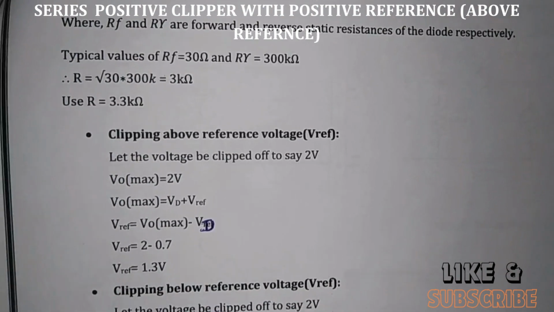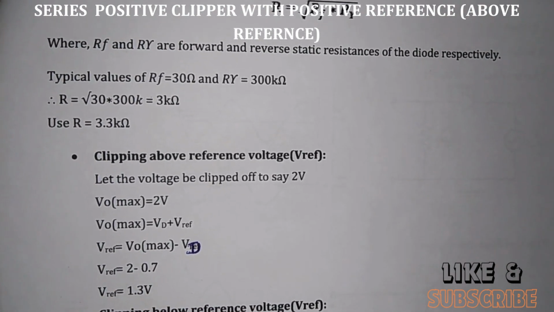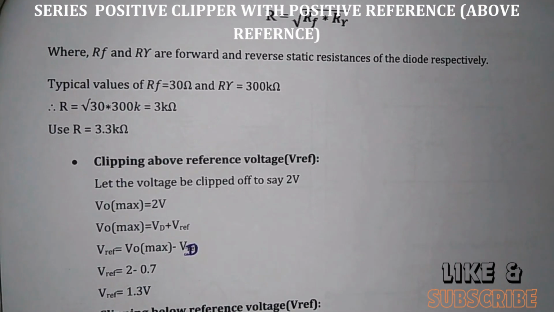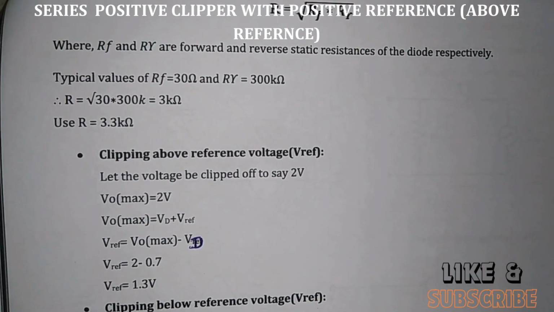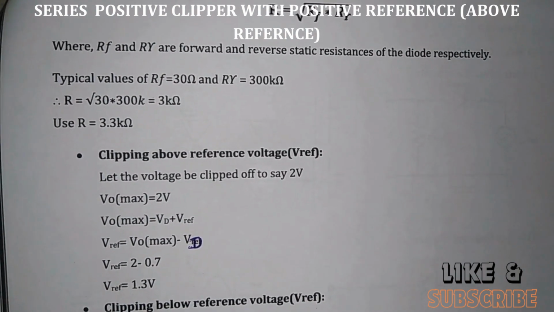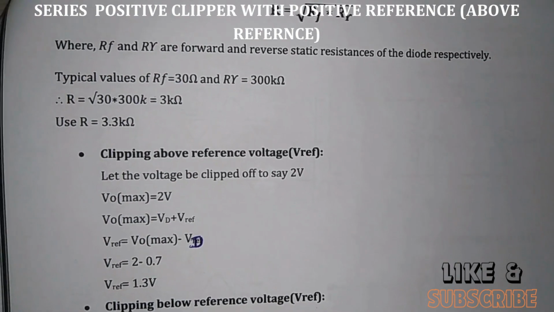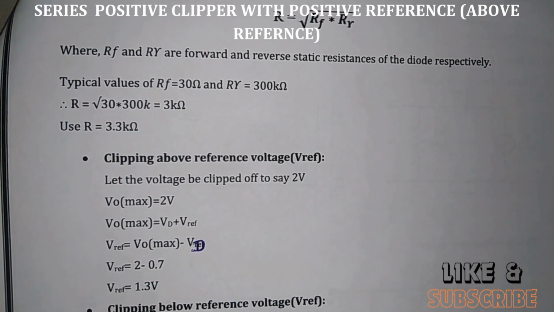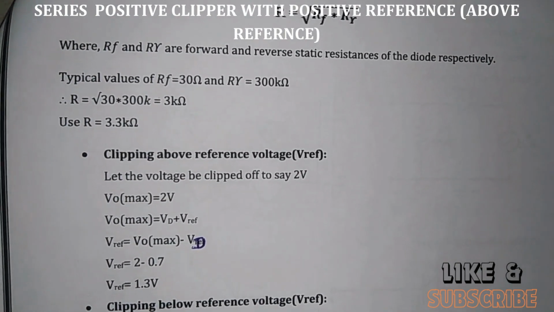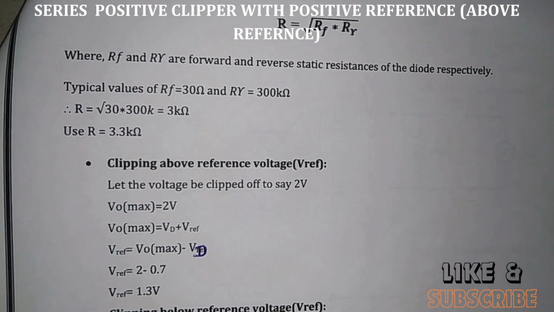Okay, let the voltage be clipped off to say 2 volts. Here V naught max is nothing but 2 volts, and V naught max is equal to Vd plus V reference. V reference is equal to V naught max minus Vd. Here for Vd we need to select 0.6 or 0.7. You need to substitute the V naught max value: 2 minus 0.7.